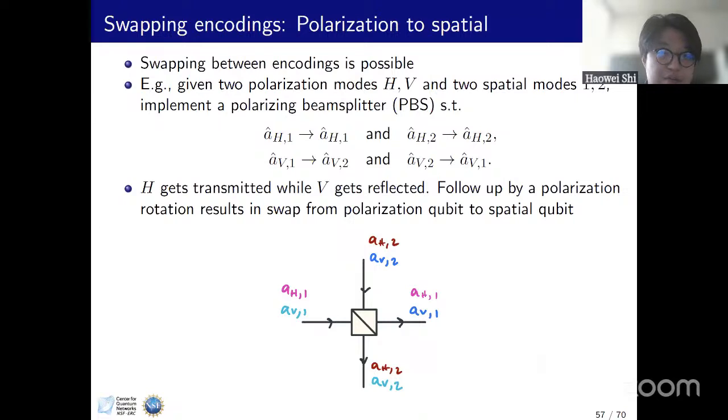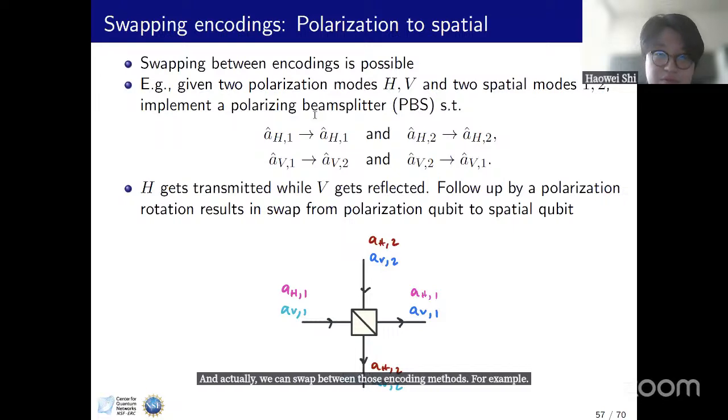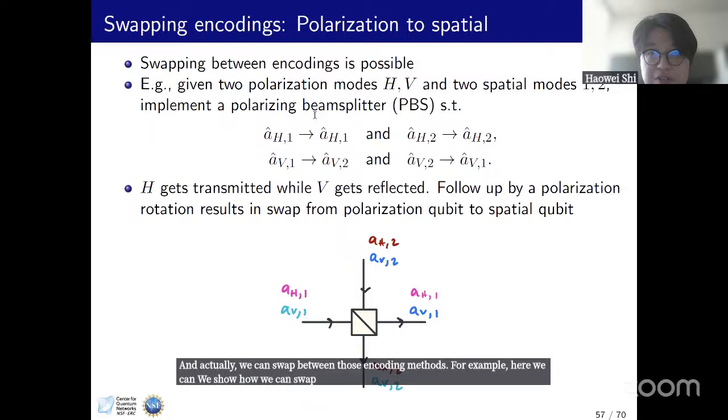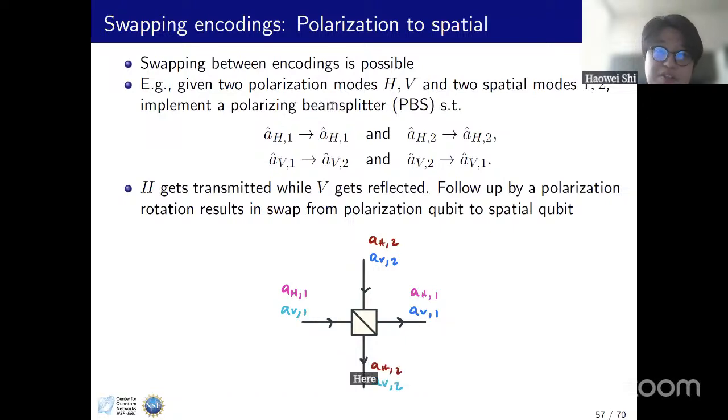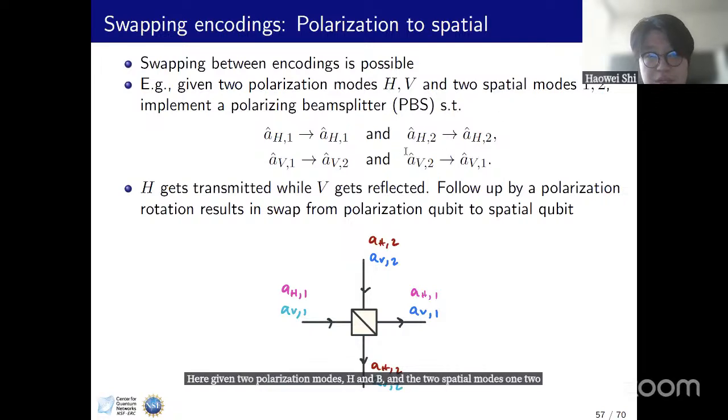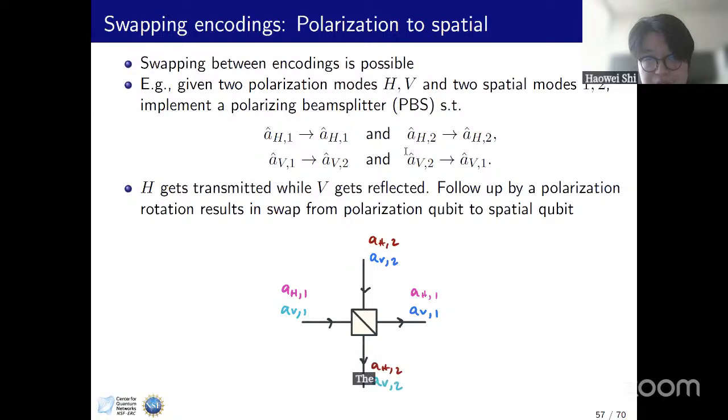And actually, we can swap between those encoding methods. For example, here we show how we can swap between polarization encoding and spatial encoding. Given two polarization modes, H and V, and two spatial modes, 1 and 2, we can use a PBS, the polarizing beam splitter, to fulfill such encoding swapping. Here's a schematic for such swapping. This PBS basically transmits H while it reflects V polarization.